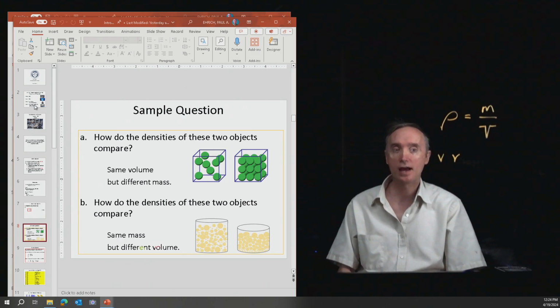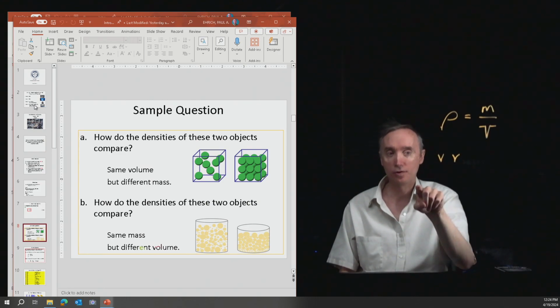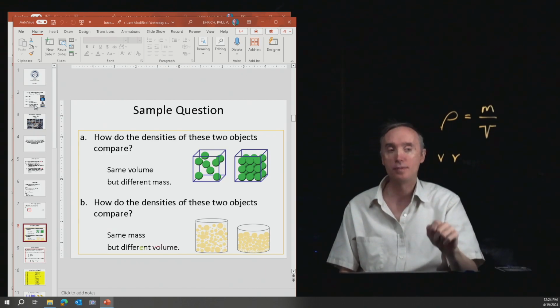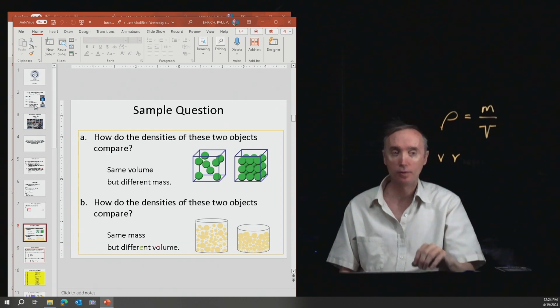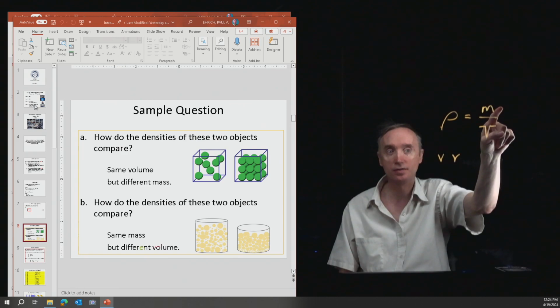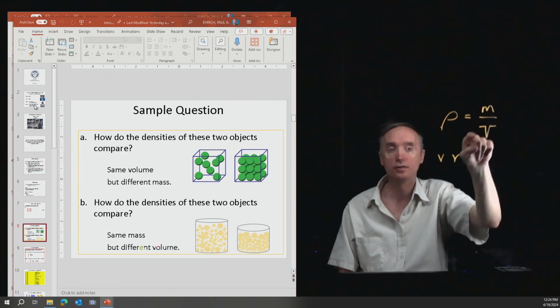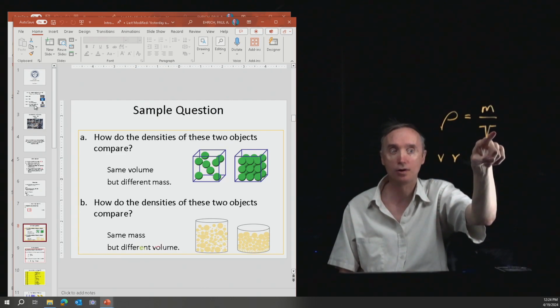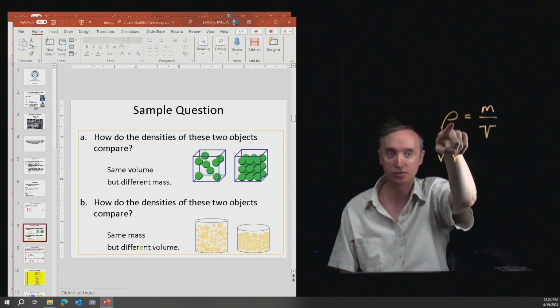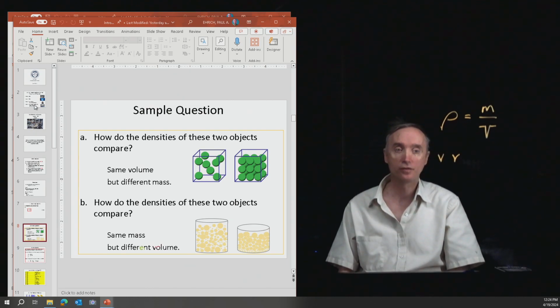Okay, for part B it says, how do the densities of these two objects compare? This time, both of those cylinders have the same mass. They have the same number of yellow particles in there. But you can see that they have a different volume. So the M stays the same, but the first cylinder has a large V. When you divide by a large number, what comes out is a small number. Therefore, the first, larger cylinder is going to have less density than the second cylinder.